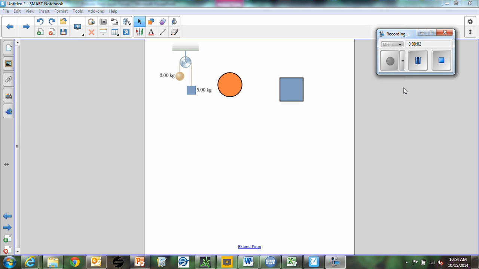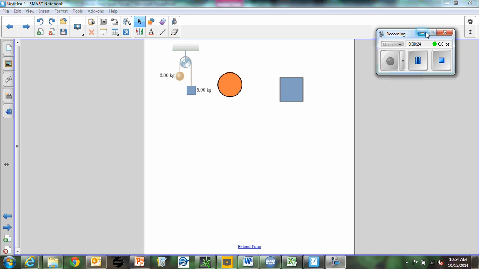This is number 38 on page 118, and basically it tells us we have a 3 kilogram and a 5 kilogram mass, two masses, 3 and 5 kilograms. You can see the picture there, connected by a light string over a frictionless pulley. They want us to find the acceleration, the tension in the string, and the distance each moves in 1 second if it starts from rest.